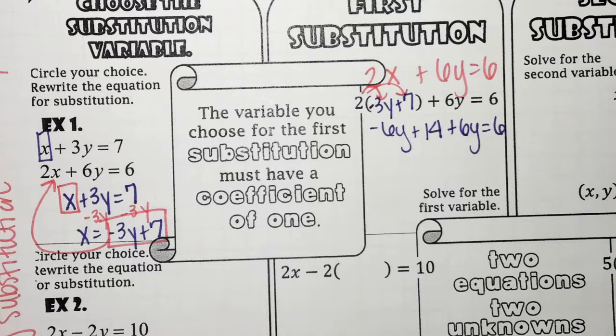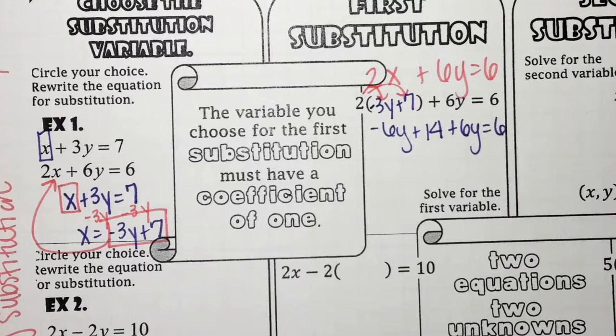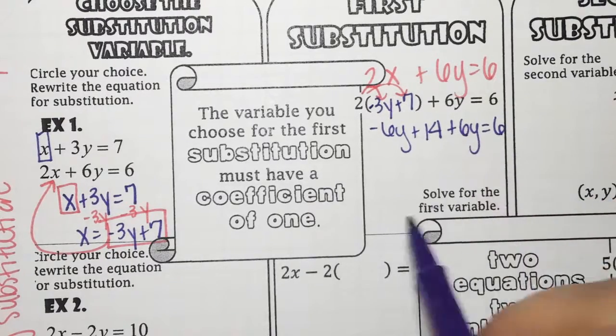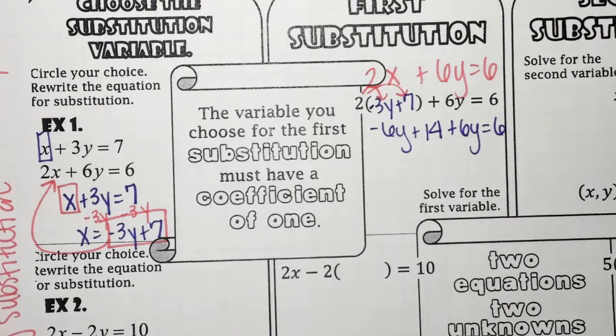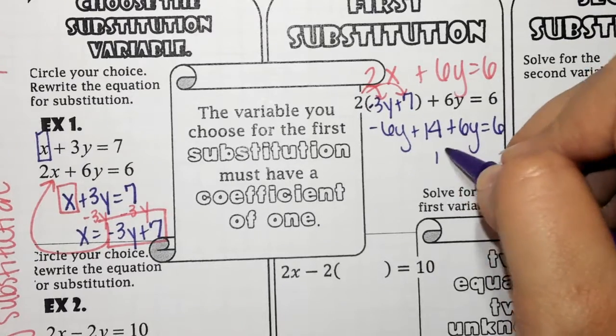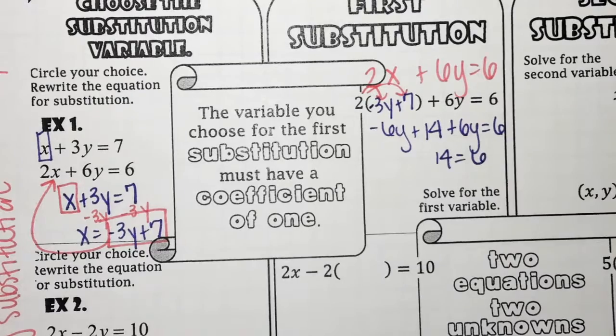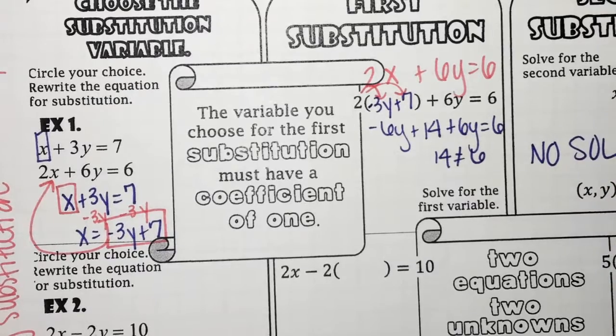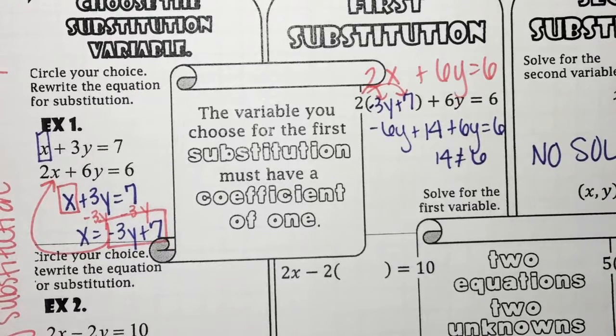Wait a minute. Those cancel, don't they? We get negative 6y plus 6y and it disappears, right? I'm not crazy, am I? No. And then we get 14 equals 6, and that's not a true statement, is it? No. So what's our answer? No solution. That was not a good first example, was it?